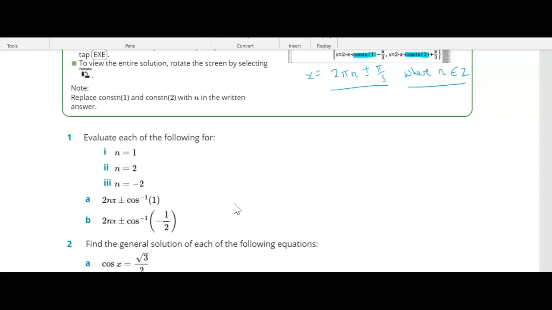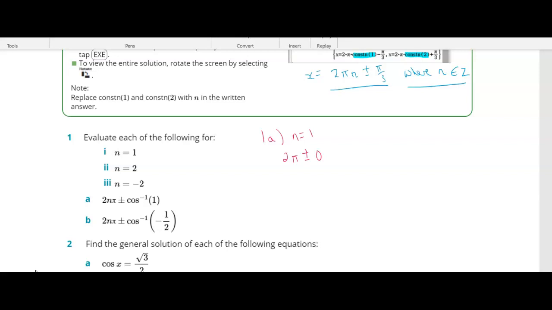Okay, so for question 1, we've got different values of n. And for the first one, 1a, we're going to have n equals 1. So we've got 2 pi plus or minus. Now cos of 1, what is that, 0?